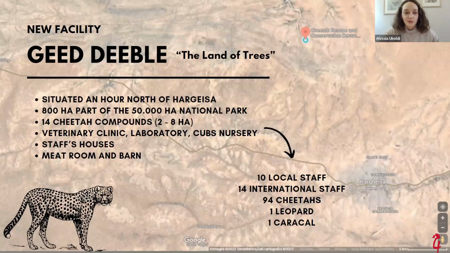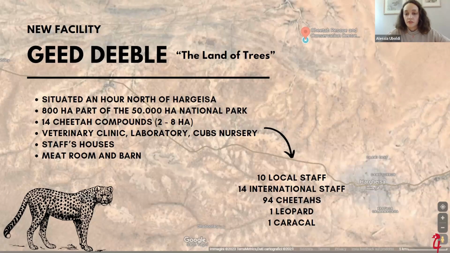But I'm very happy to talk about the Gedeble project, the Land of Trees. So last year, CCF finally had the opportunity to move the entire facility and all the cheetahs to Gedeble. So from Hargeisa, the capital city, to the national park, which is 50,000 hectares. And CCF had the opportunity to use 1,800 of them and to build 14 compounds for cheetahs. And of course, all the structures that can be useful: veterinary clinic, laboratory, and cub nursery, to host and take care of 94 cheetahs, 1 leopard, and 1 caracal.